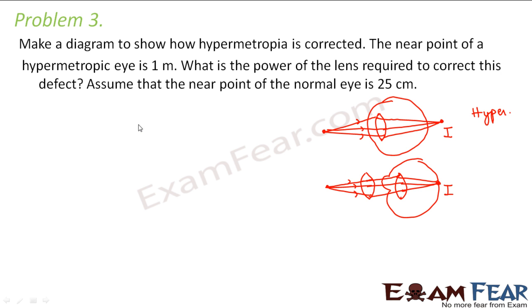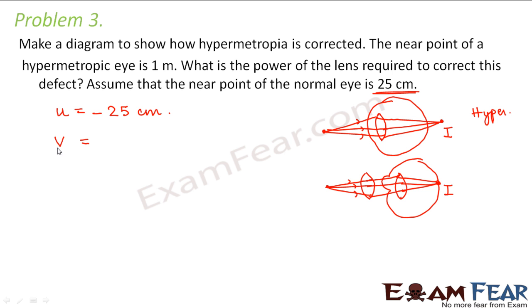Now the problem says that the near point of the hypermetropic eye is 1 meter. And we know that in hypermetropia, the person is not able to see nearby objects. That means the person is not able to see objects which are placed even at the least distance of distinct vision. So what is the least distance of distinct vision? 25 centimeters. That means even if the object is placed at a distance of 25 centimeters, the person is not able to see it correctly. So U will become minus 25 centimeters.